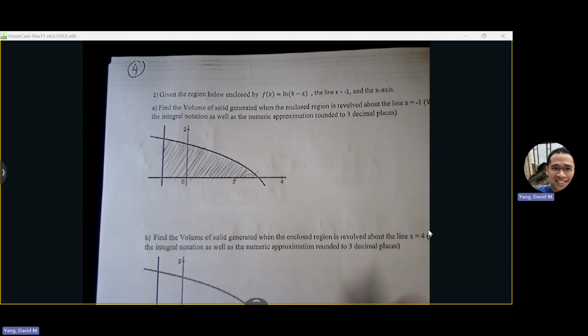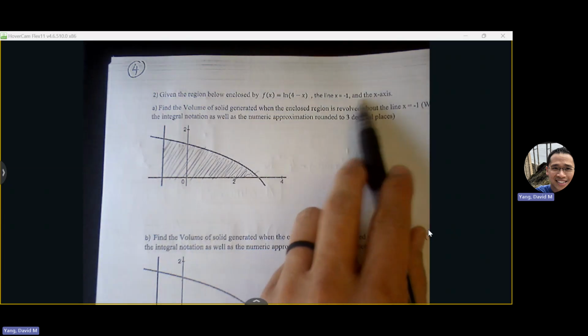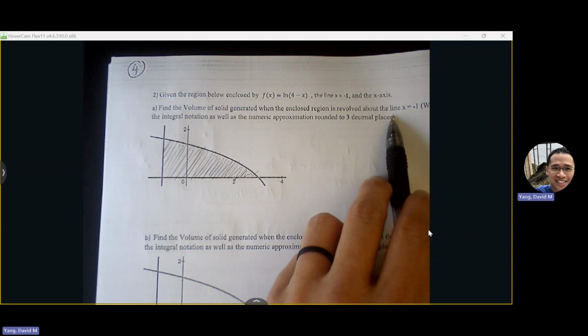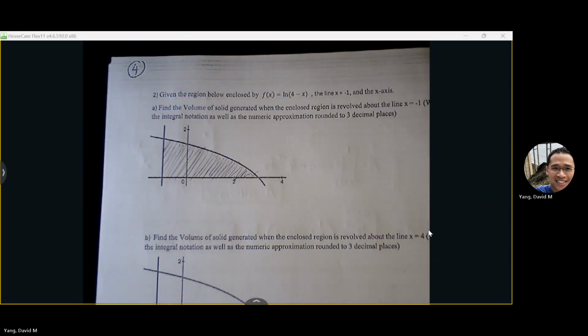Okay, we're going to rotate around the line x equals -1. Anytime you see the word rotation, revolving, axis of revolution, you know it's got to be either disk or washer method. Okay, so try that. See if you can draw your axis. Decide, is it washer? Is it disk method? How's my radius going to look?